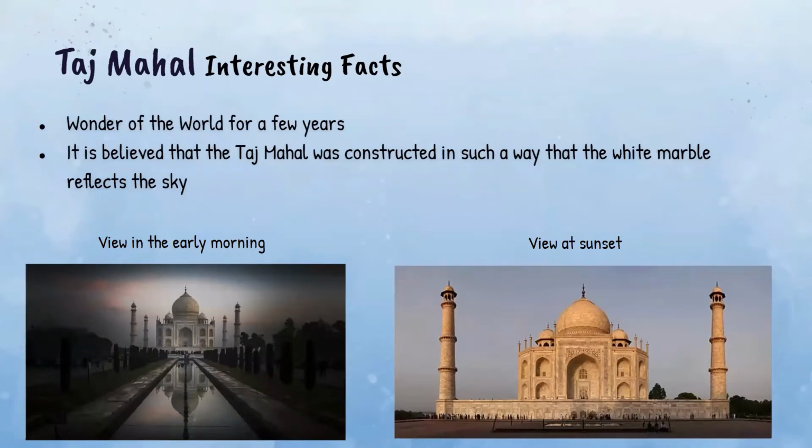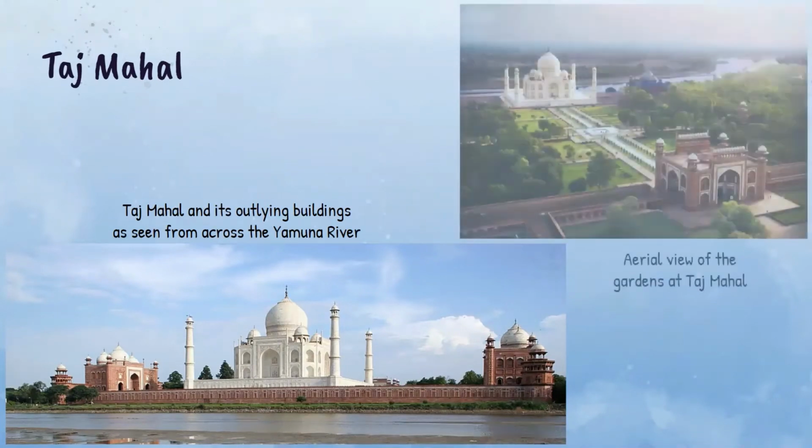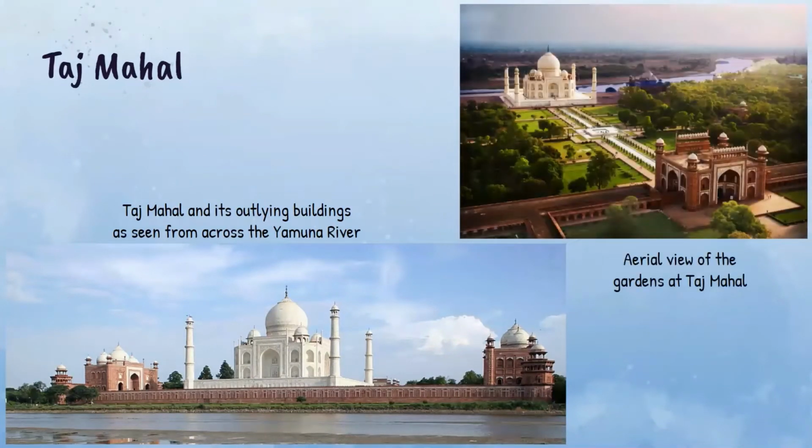Taj Mahal was listed as a wonder of the world for a few years. The Taj Mahal appears pinkish in the early morning, milky white at noon, a sparkling golden at sunset, and shimmering silver in the moonlight. This is because the monument changes colors according to the time of day. This is the view of Taj Mahal from across the Yamuna River. This is an aerial view of the gardens at Taj Mahal. It is a 4x4 garden and is popularly known as Charbagh.